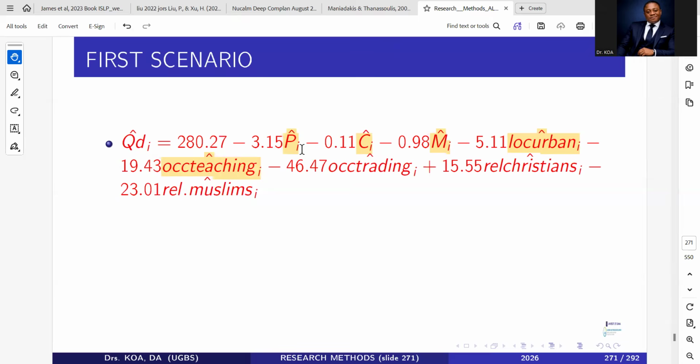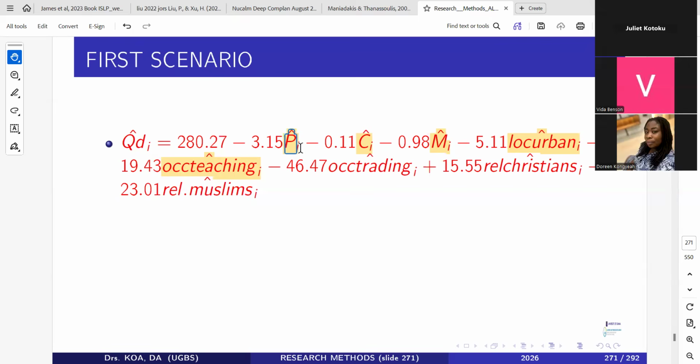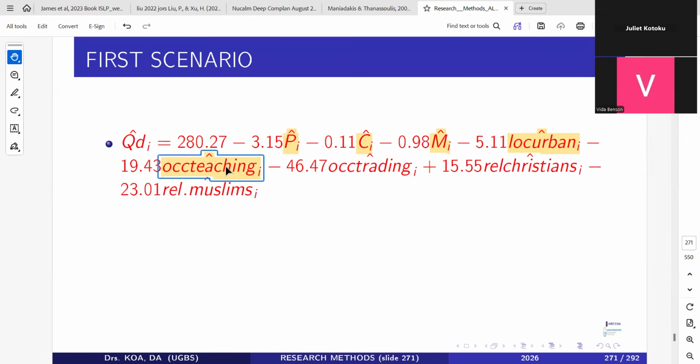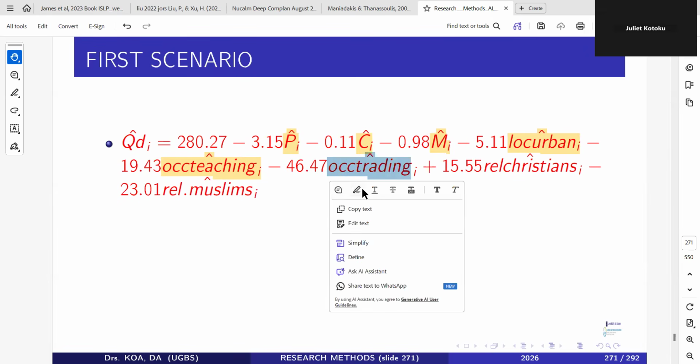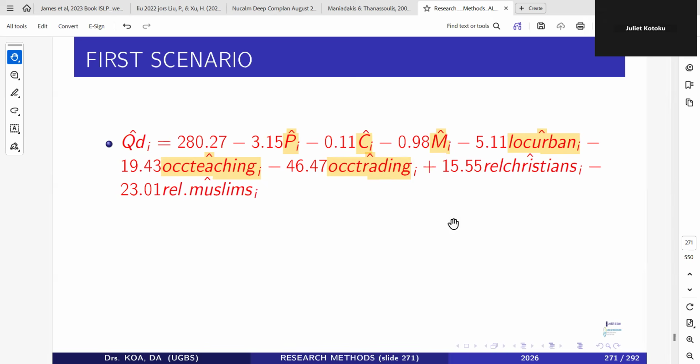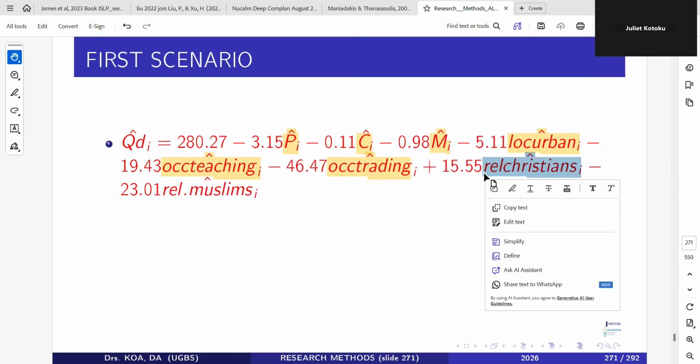Who can tell us? Org teaching. Remember, they are Muslim traders in an urban town. Org teaching will be given a value of what? Juliet? 0. Why? Because what we are looking at is traders. Very good. Occupation traders. So still on you, org trading will be given a value of what? 1. Very good.